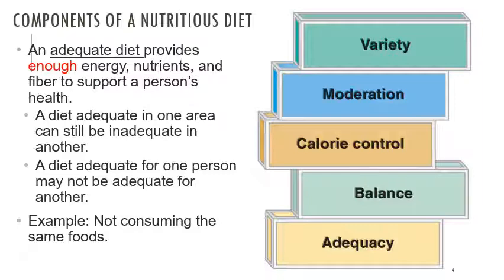So another example is not consuming the same foods. You also shouldn't be consuming the same food each time because each different type of food has different nutrients. So if you don't eat a variety of food, you're not going to get the variety of nutrients that are out there in each different type of food.